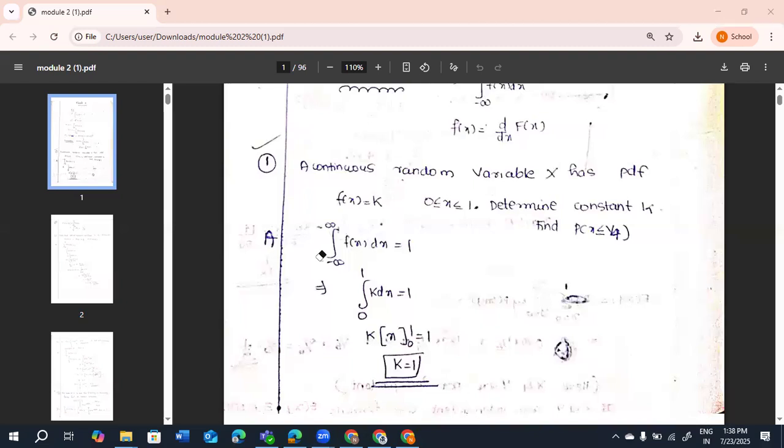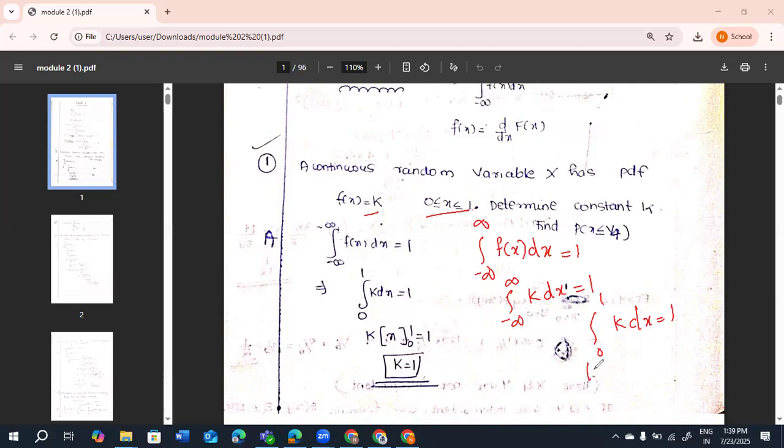So in the place of f of x, what do we have here? Can you please say? Yes, it is k, right? So just substitute it. Integral from minus infinity to infinity f of x dx is equal to 1. This is our basic equation. We'll substitute like this: k dx equal to 1. Here it is minus infinity to infinity, but what is the limit? Our limit is from 0 to 1. So you substitute that: integral from 0 to 1 k dx is equal to 1. Okay, now just integrate.